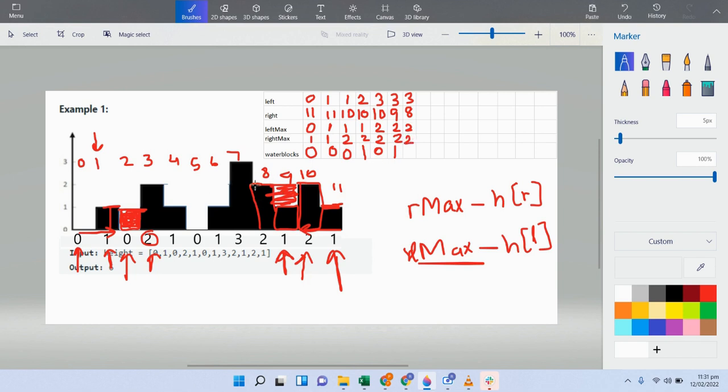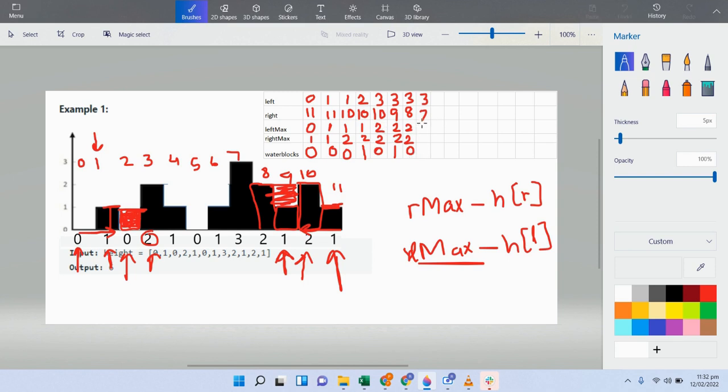Now we will see, can I store water? My left max is 2. My height is 2 as well. So I cannot store any water at this position. So I'm going to add 2. Then again, you will do the same thing. Is left max less than right max? No. Then keep 3 as it is and the right pointer will go to 7.